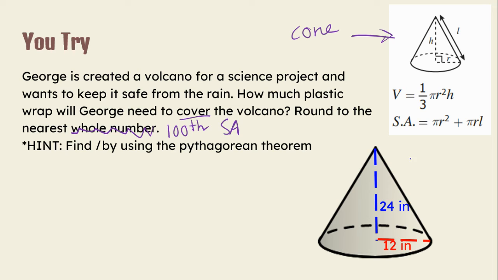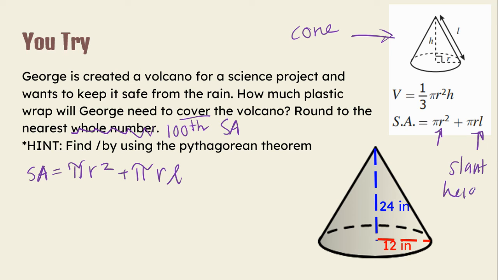Okay, so there's our surface area formula. Surface area is pi r squared plus pi r L, where r stands for radius and L stands for slant height. And if you look at your formula sheet, look where L is. L is on the outside of the cone. It's not from the inside up, it's on the outside.